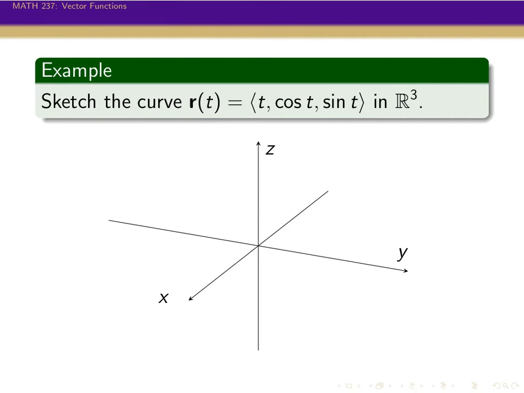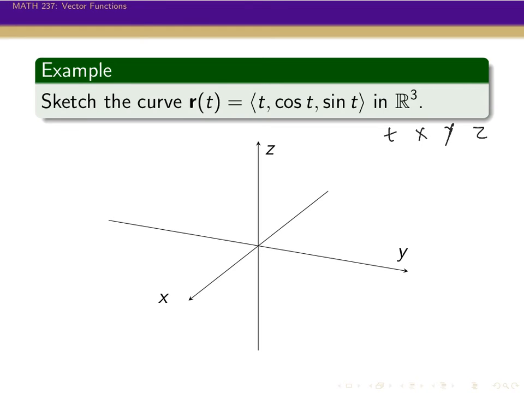Okay, so in R2, we're just dealing with things on the xy plane. In R3, things are getting a little bit funkier. Okay, so now we're given a vector function in R3. So r of t, the x component is just t, the y component is cosine of t, and the z component is sine of t. So to start getting a handle on this, let's do the same thing we did before, but now we have to worry about 3 coordinates.